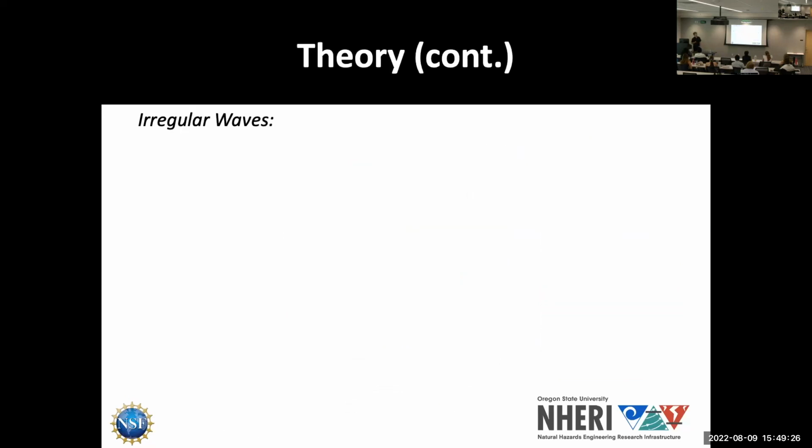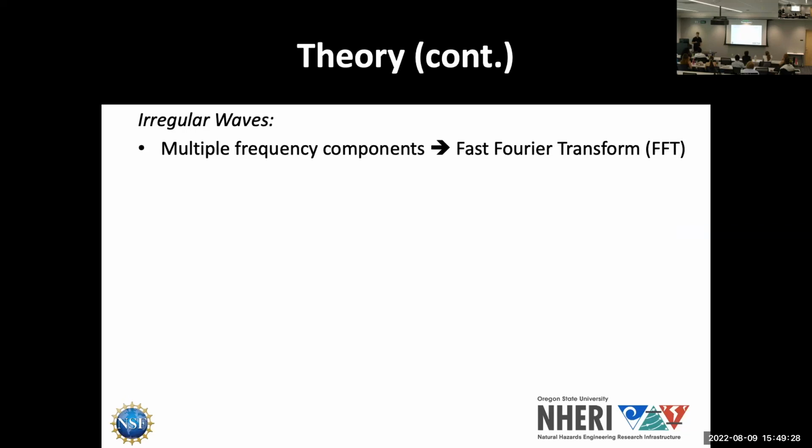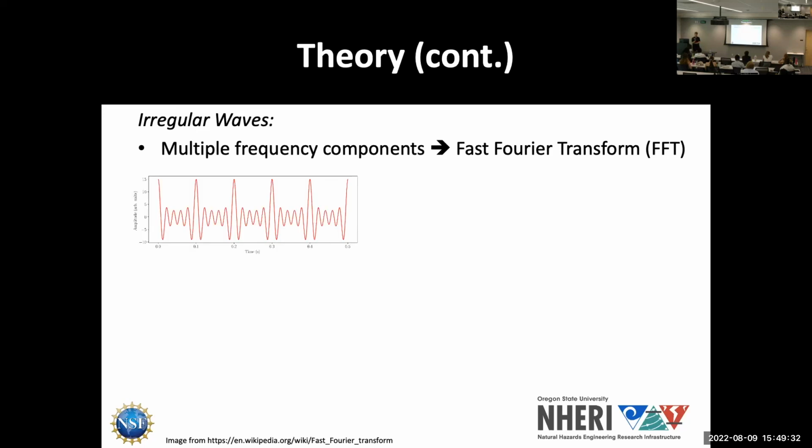So more theory. Extending it to irregular waves: irregular waves may have multiple frequency components superimposed. Here's an example. You'll never see an ocean wave like this, but this is a wave signal that has many frequency components. We can put it through a mathematical process called the fast Fourier transform, and that spits it out into the different frequencies and their amplitudes.